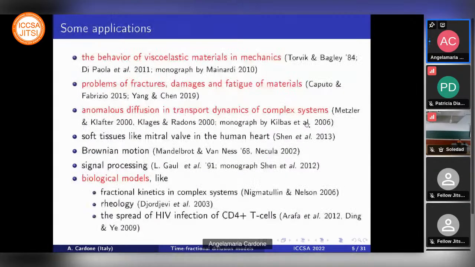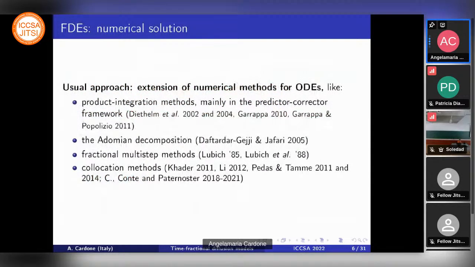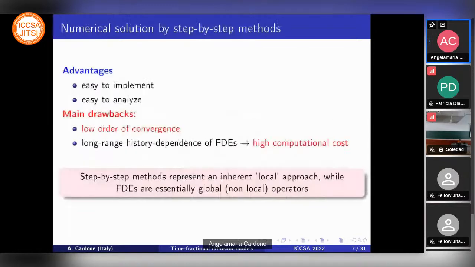And because of the widespread of these models, a great effort has been done in the last years to develop efficient numerical methods. Many of them arise as a suitable extension of numerical methods for ODEs, and so many of them are step-by-step methods. They are easy to implement and to analyze, but on the other side, when applied to fractional differential models, they exhibit a low order of convergence, usually not exceeding 2, and they have a high computational cost because at each time step, we have to discretize the history term coming from the hereditary nature of fractional differential equations.